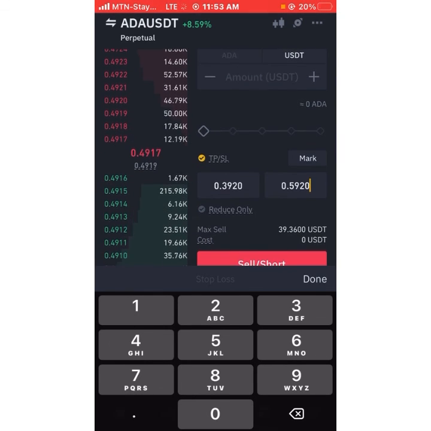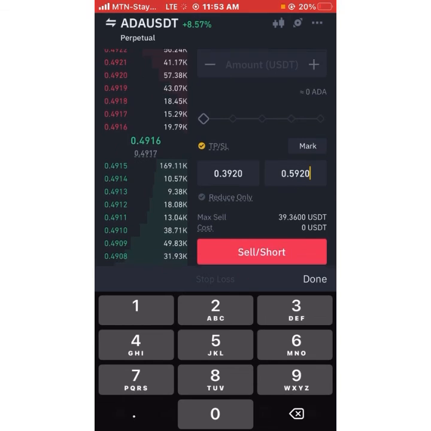Okay, so when you are projecting the market is coming down, you put your take profit below the current market price. But if you are projecting the market is going to go up, it means your take profit is going to be above the current market price, while your stop loss is going to be below the current market price. Is that perfectly understood?